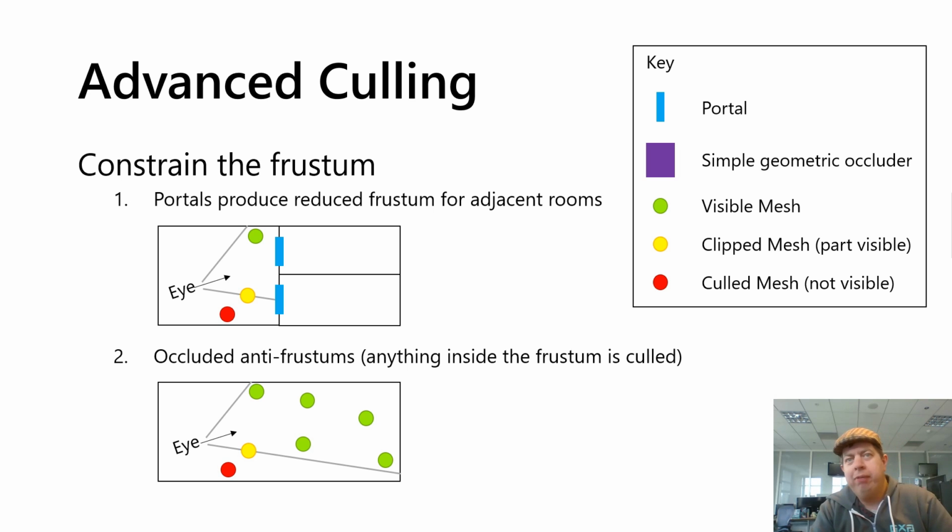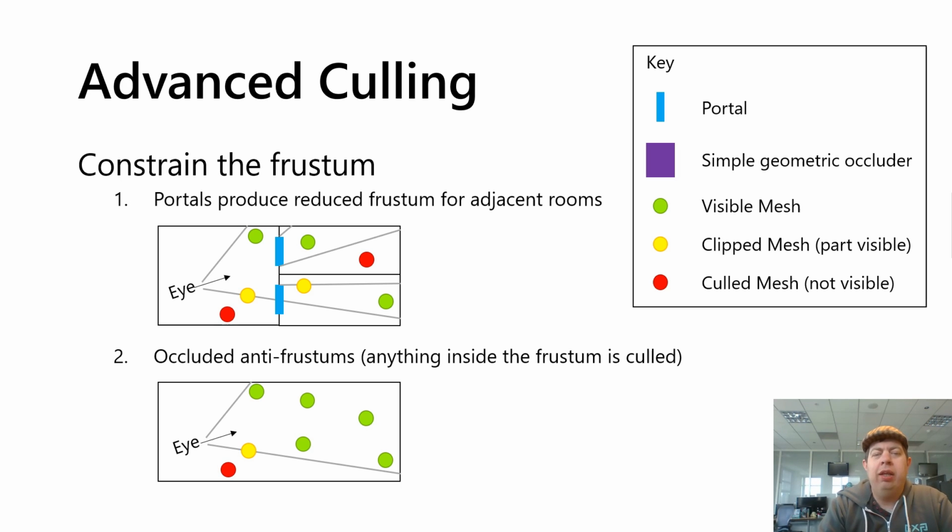I'm sure most people will be familiar with these techniques. We have an eye, a camera in a room with a frustum, and we can see visible objects in green, a clipped object in yellow, which we would have to draw ordinarily in entirety, and then a red object got culled. And then we produce sub-frustra. So for the next room, we've got an object we're going to have to draw, an object that got culled, and another sub-frustra for this second room with an object that's clipped.